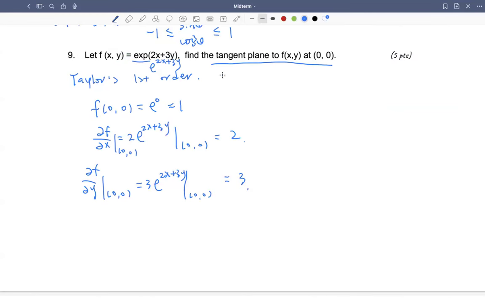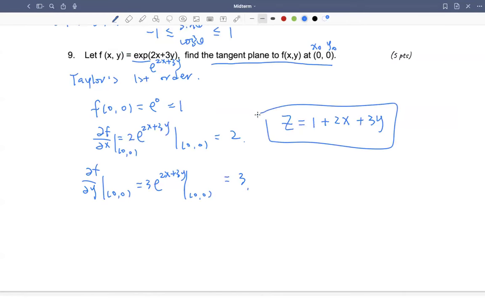And that's it. So for the tangent plane, we can use z equals the function value, which is 1, plus the partial derivative in the x direction, multiplied by the difference x minus x naught, which is x minus 0, just x. Then plus 3 times y minus 0, just y, and that's it. That's the tangent plane to the function at the origin.